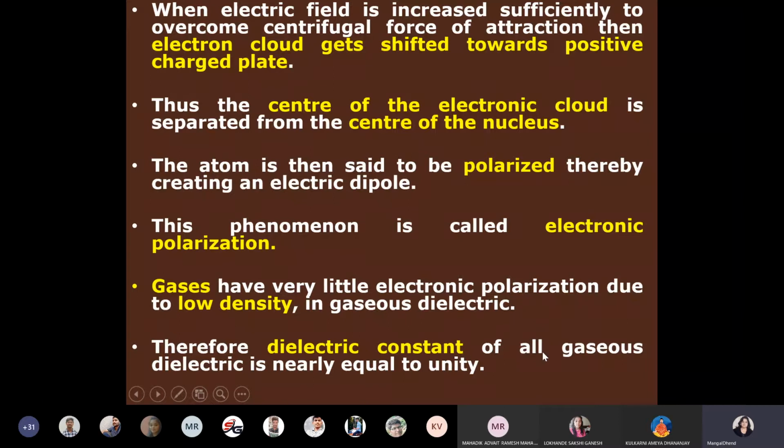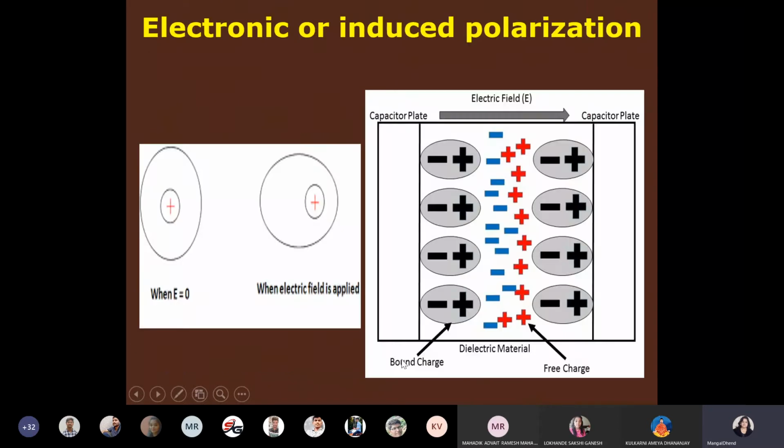Therefore, the dielectric constant of all gaseous dielectric materials is nearly equal to unity. Because polarization occurs in gases having low density, the number of atoms is less, and as the number of atoms is less, the number of dipole moments will also be less. And as the number of dipole moments is less, polarization will be less. So in such materials, polarization is not high. Therefore the dielectric constant of gases is less, but the dielectric constant of solid material will be higher because polarization will be higher. Okay, so that is the reason.